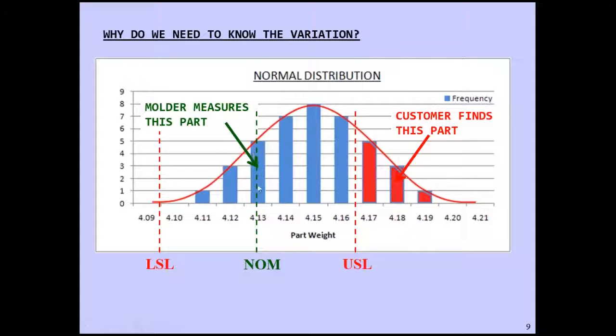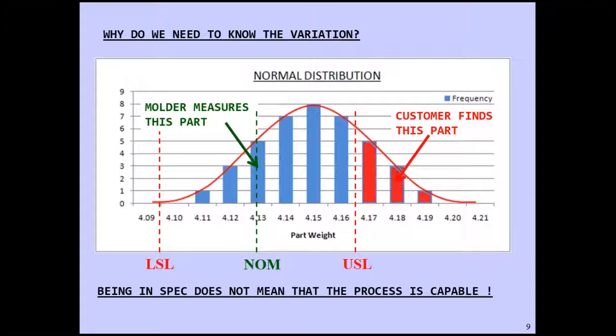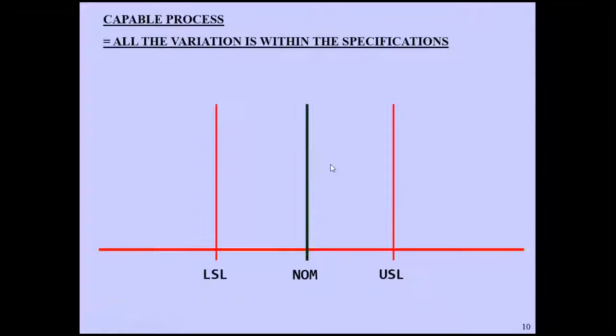You have taken this side of the parts, and the customer has taken out this set of the parts, right? So for that reason, of course, the customer says you made bad parts, and the molder says no, we shipped you good parts, and it's actually the same part. So you have to understand what the variation is in your process, right? Being in spec does not mean the process is capable. Remember that, right? So I'll talk about what capability is.